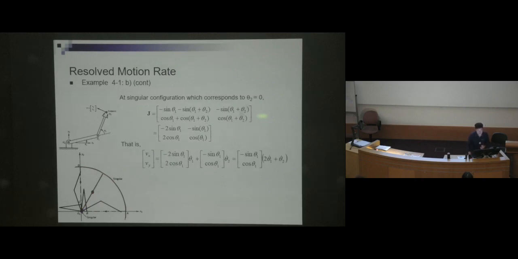A singular configuration corresponding to theta 2 equal to 0 means you have the fully extended arm. This is your Jacobian matrix, with theta 2 equal to 0. J is equal to minus 2 sine theta 1, minus sine theta 1, 2 cosine theta 1, cosine theta 1. So Vx, Vy is equal to this multiplied by theta 1 dot and this multiplied by theta 2 dot. You end up with minus sine theta 1, cosine theta 1, multiplied by 2 theta 1 dot plus theta 2 dot. This is one singular configuration.